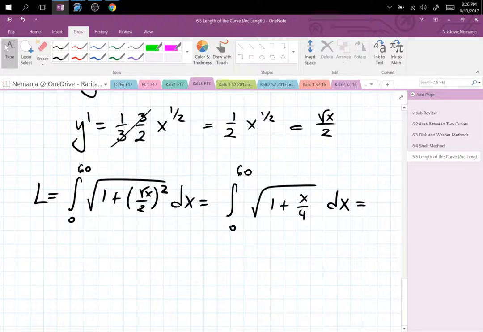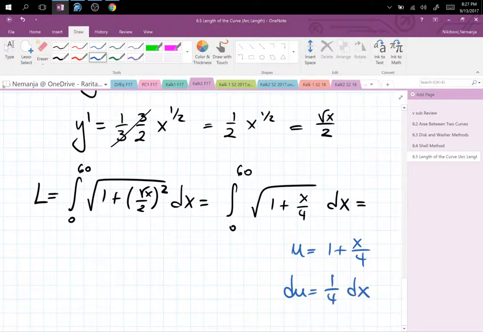How do I integrate? What should I do? U sub. You look at this integral and you say, oh, if all of this was just one thing, then I can do it, right? Which is u equals 1 plus x over 4. du equals 1/4 dx. I need that 1/4. So let's put 1/4 and offset by 4.